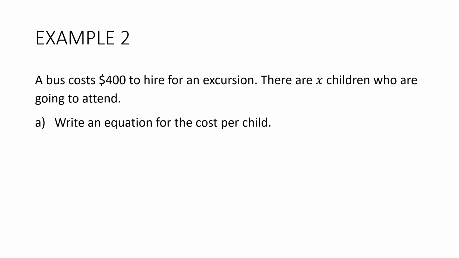Here's example 2. A bus costs $400 to hire for an excursion. There are X children who are going to attend. Write an equation for the cost per child. Now we can see that this is an inverse proportion question. The more children there are, the less the cost per child. So we're going to start with C being the cost per child, and it's going to equal K over X.